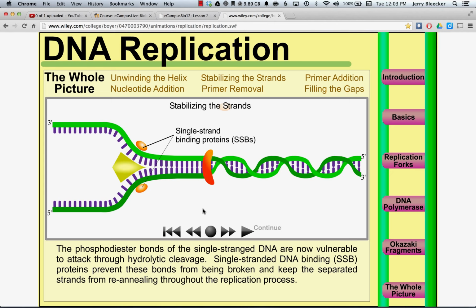the DNA strands need a little bit of stabilizing. So you get these little single-stranded stabilizing proteins. Just go over them with your mouse, you'll see it provides a little bit more information about them, their identity. That's why I like this animation so much. As they provide reinforcement, we're just about ready to start replicating the molecule.